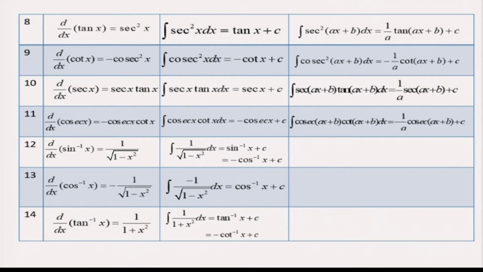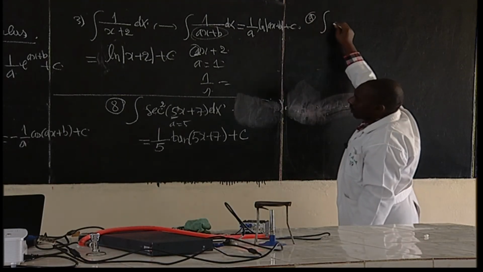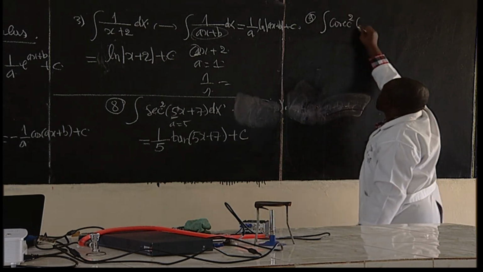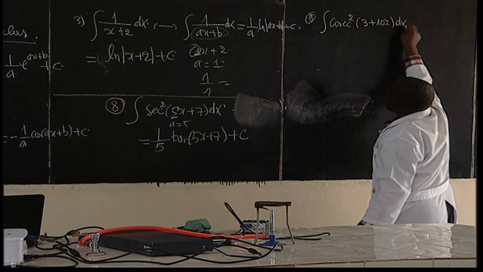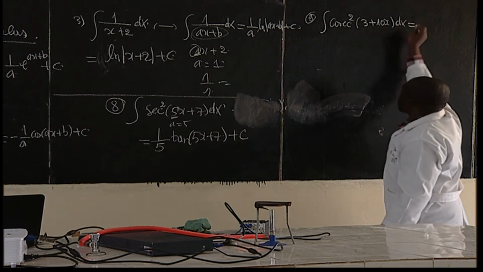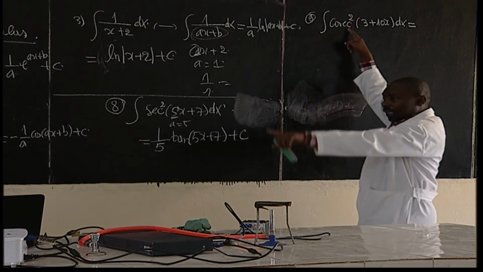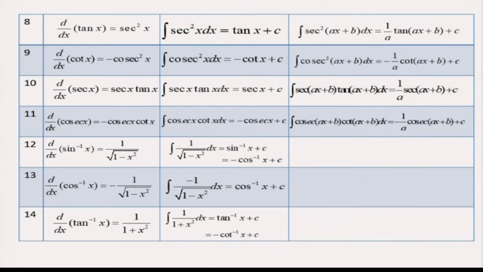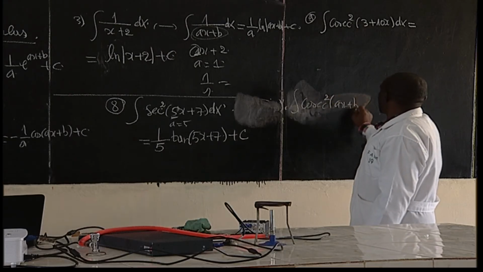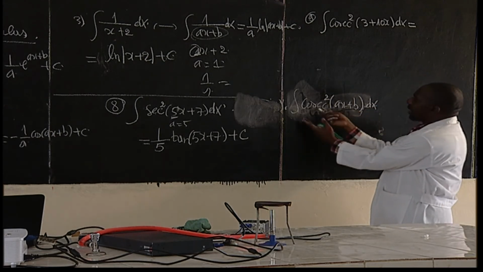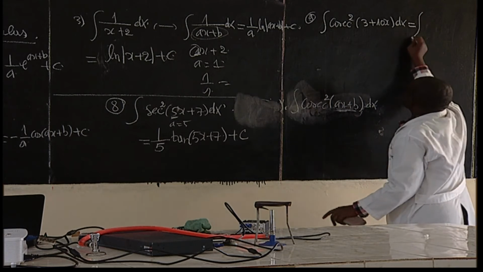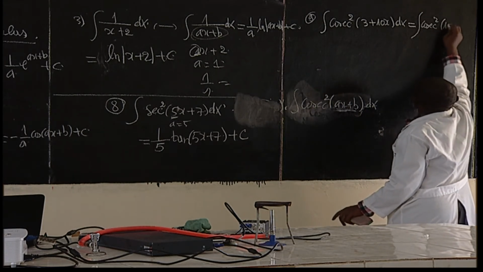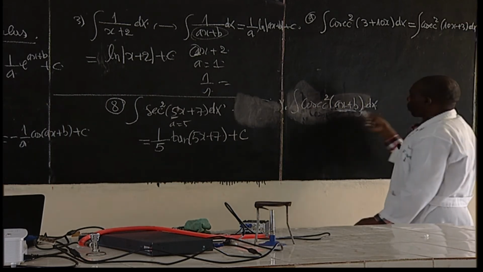Allow me to remove this formula because it is still there. Integral of cosec squared of (3 plus 10x) dx. This is equal to the integral, no different from what you have there, integral of cosec squared of (ax plus b) dx. I want to organize my integral in this form, right? So this can be written like integral of cosec squared of (10x plus 3) dx. It's no different from this one.